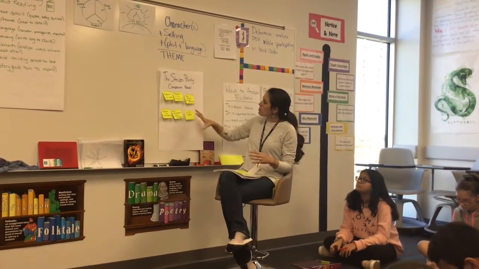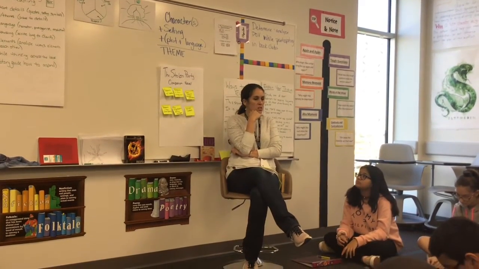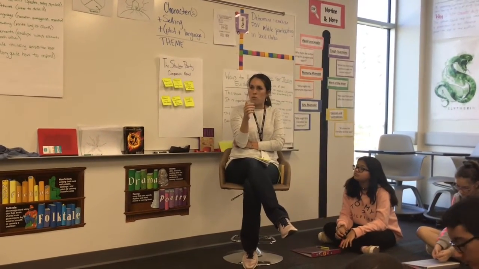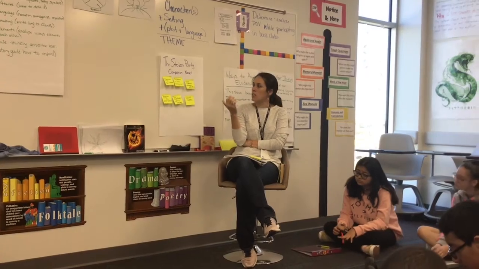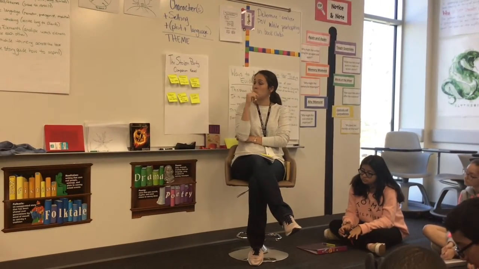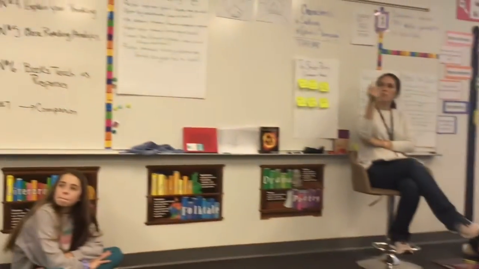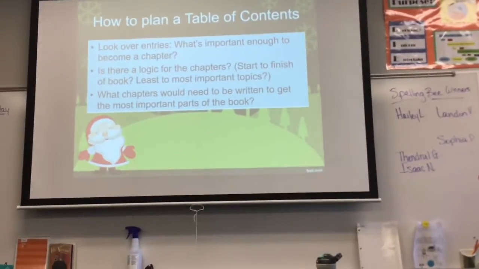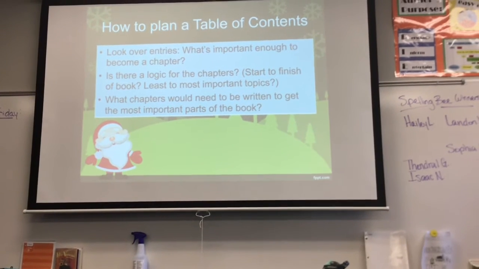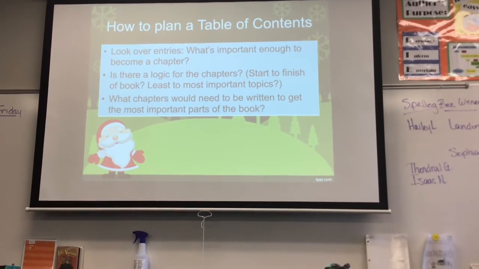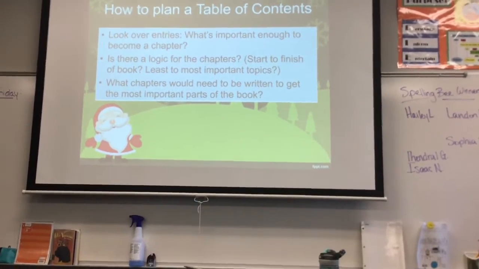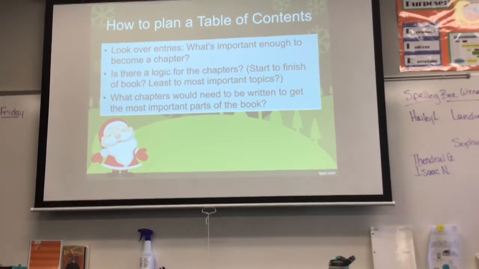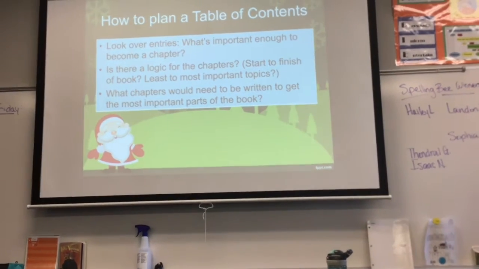So I don't know necessarily the order that I want to put these in, but as we're thinking about the different things that you've already been writing for your own companion novel, some things that we might want to consider. Max, go ahead and go to the next slide. So you're going to be planning your own table of contents. First of all, look over the entries that you've already done. What are some things that are most important that you might want to include to have their own chapter? Kind of like we did with Rosaria.